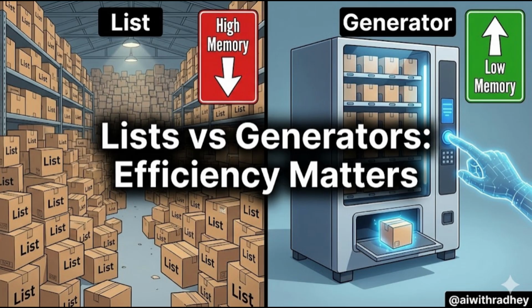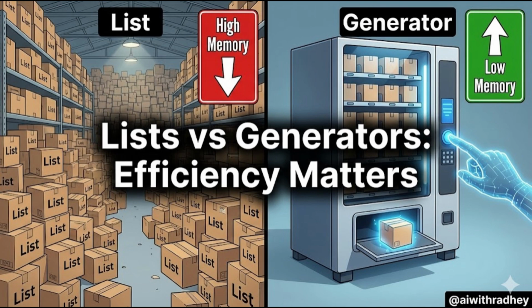Generators and yield, memory efficiency. Now we're talking about efficiency. Imagine you need to process 1 million numbers. If you create a list, 1, 2, up to 1 million, Python creates all 1 million numbers instantly and stores them in your RAM. This is slow and memory heavy.